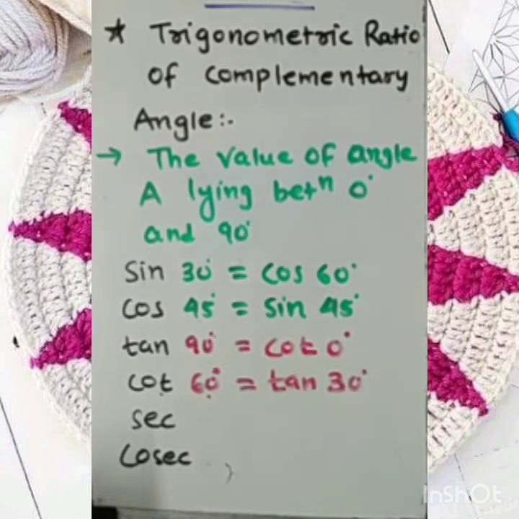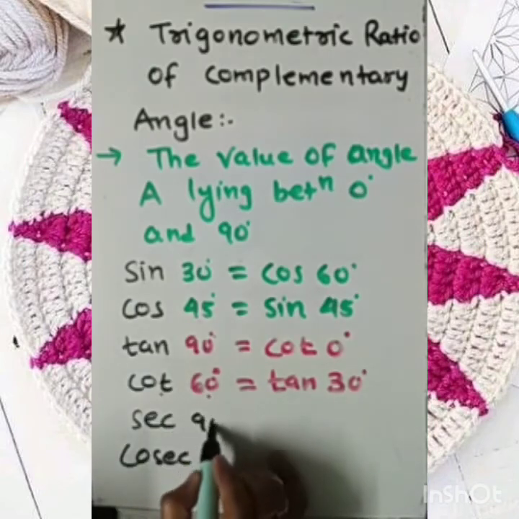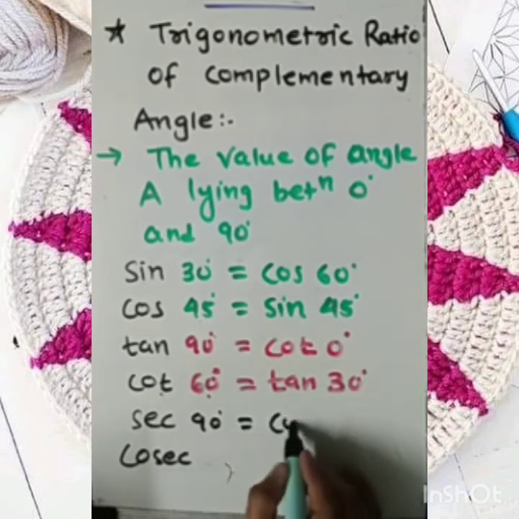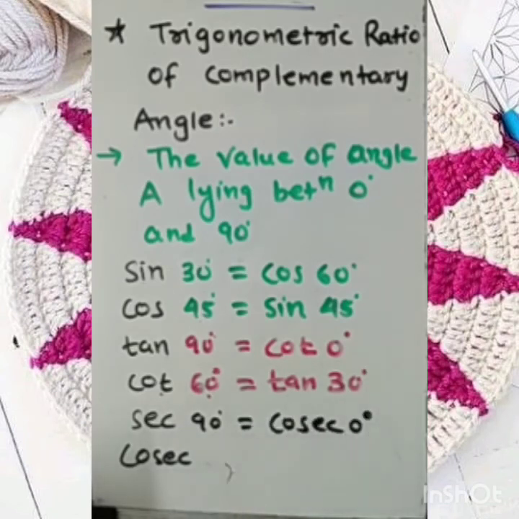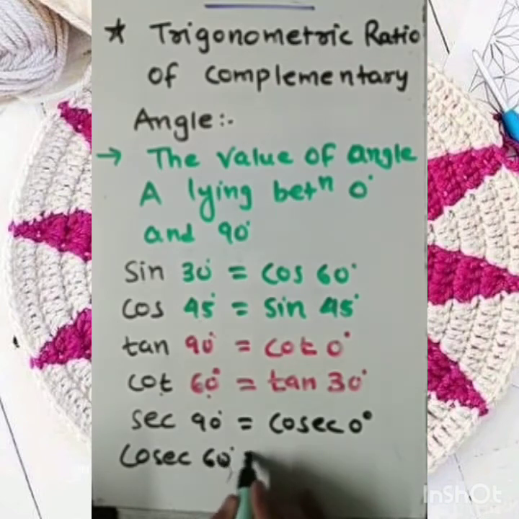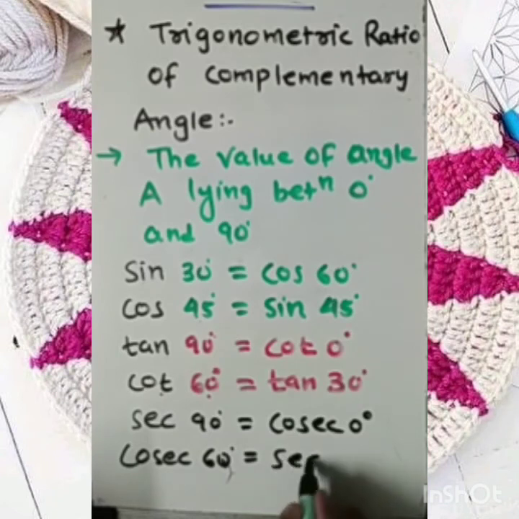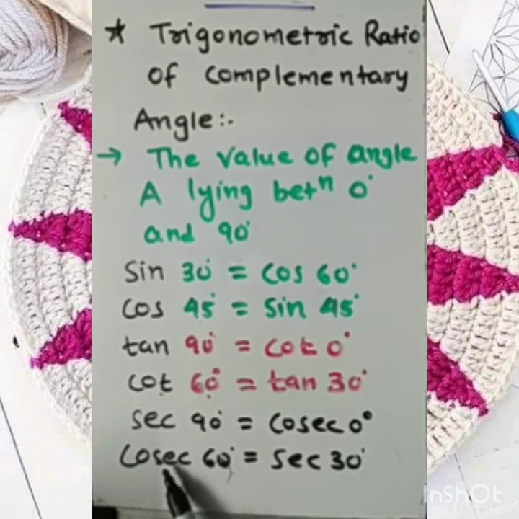Clear? Now suppose I am choosing sec 90 degree. Sec 90 degree will be equal to cosec 0 degree. Okay dear? And cosec, suppose I choose 60 degree. Cosec 60 degrees will be equal to sec 30 degree. How are we getting this? Every time we need to subtract the angle from 90, and you need to remember the pairs of complementary angles. So this is the concept which we are going to study in 8.3. I hope it's clear to you.